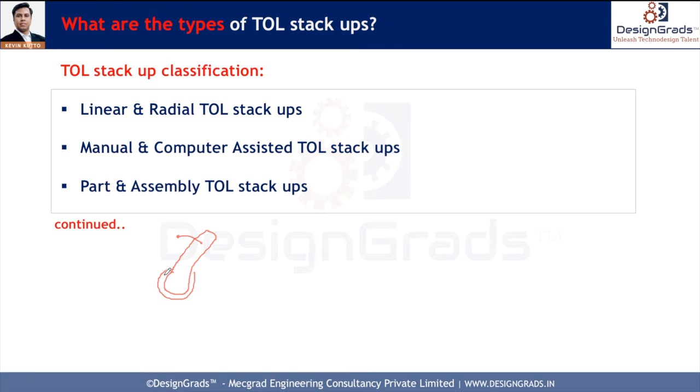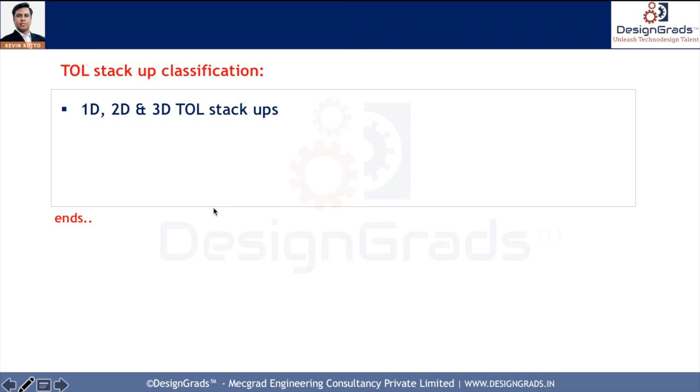Then we have part or assembly stack up, based upon whether we want to find out the gap or distance on the part or between two parts in the assembly. The next type is whether we have 1D, 2D or 3D tolerance stack up analysis. 1D means all the dimensions are going to be in the same direction. Okay, one direction only. All contributing dimensions are in one direction only.